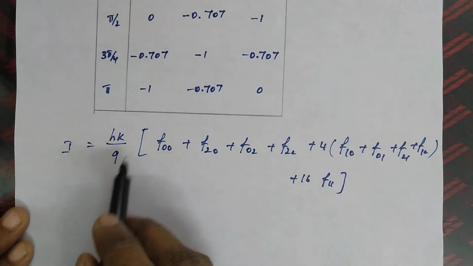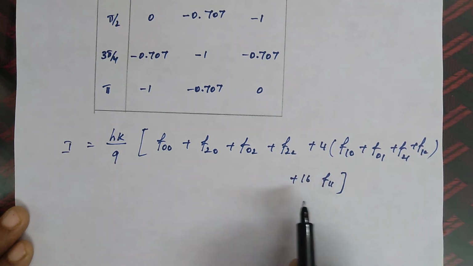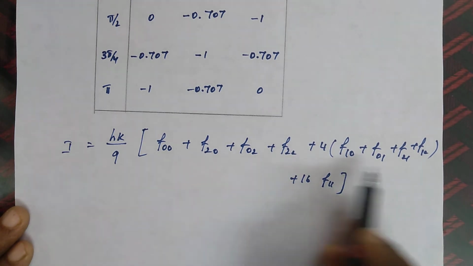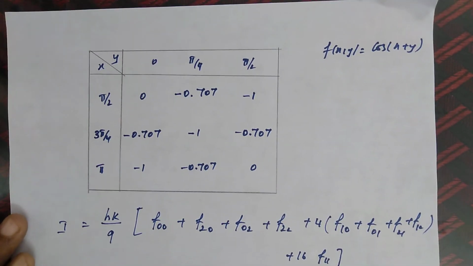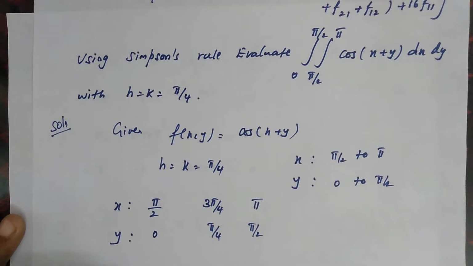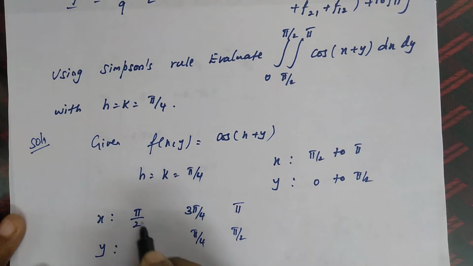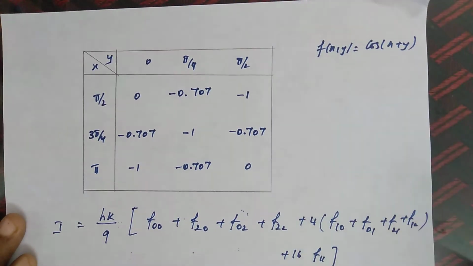I is equal to hk by 9 into f00, f20, f02, f22 plus 4 into plus 16 into f11. How to find out these values f00 and f20 and all? Okay, here all the problems under the numerical method, when we are getting the x data and y data, we used to mention the x values and y values as x0, x1, x2, isn't it? So here in this problem we have our x0 is pi by 2. Okay, this is our x0 and this is our x1 and x2. Likewise y0, y1 and y2. Okay, so with this only we are going to fill the value.